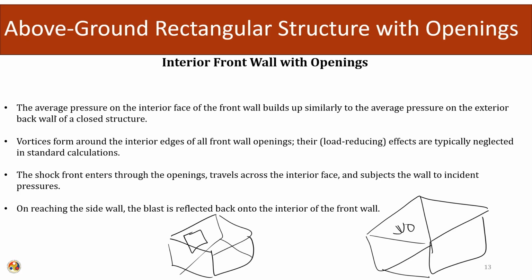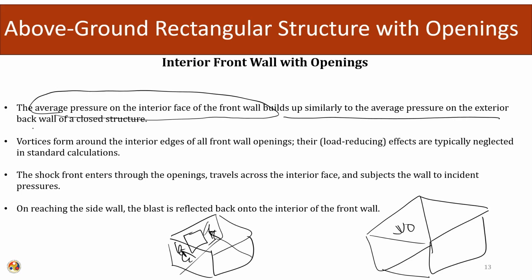So the average pressure on the interior face of the front wall, this is the interior face of the front wall, we are looking from this side, builds up similarly to the average pressure on the exterior back wall of a closed surface. So the buildup of the pressure on this surface, with opening, is similar to the buildup of the pressure on the back wall, the exterior side of the back wall.